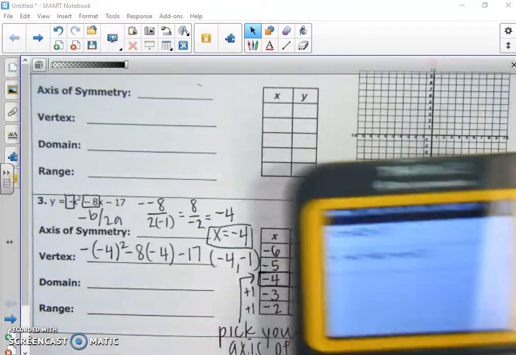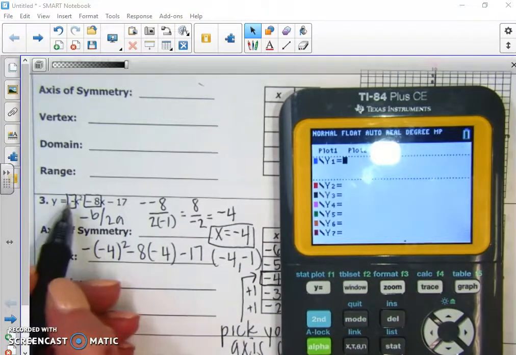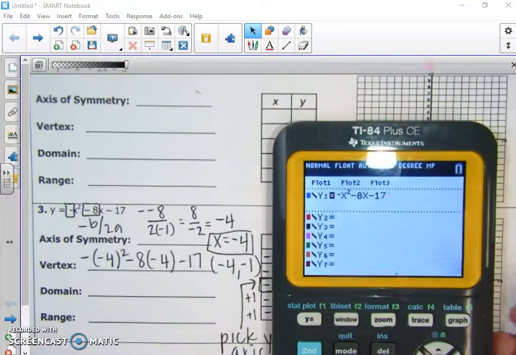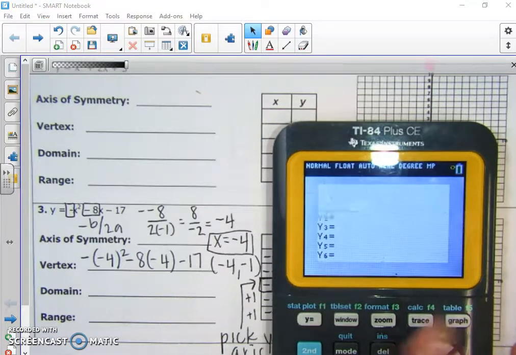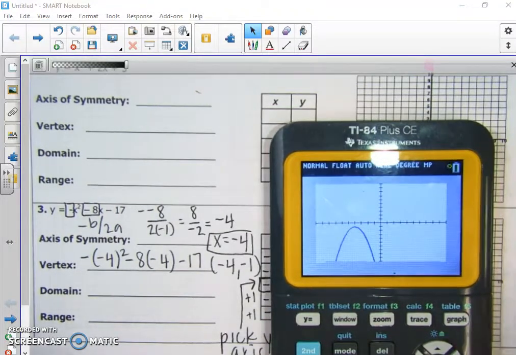All right, let's plug into our calculator, see what this thing looks like. Let's go to y equals, clear out everything. We're going to plug in our original equation: -x squared minus 8x minus 17. Oops. We can take a look at the graph. All right, and let's take a look at the table. Second graph.